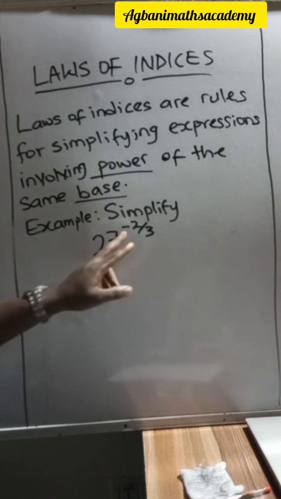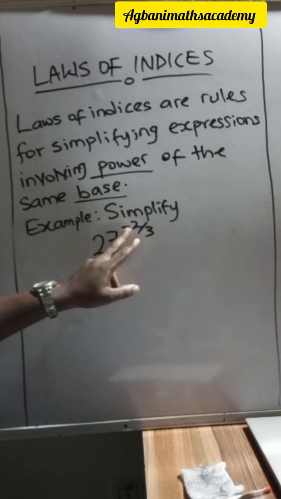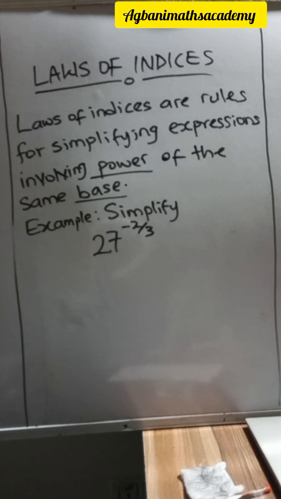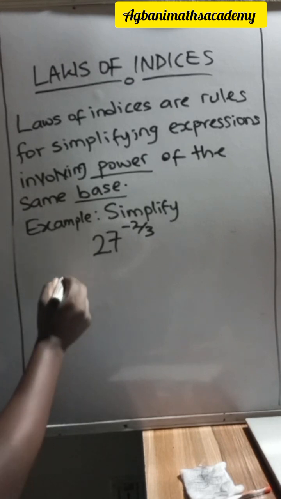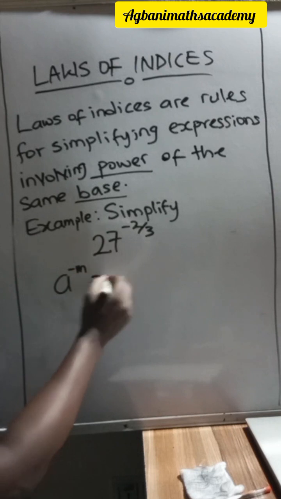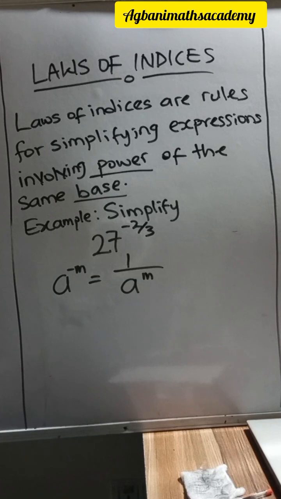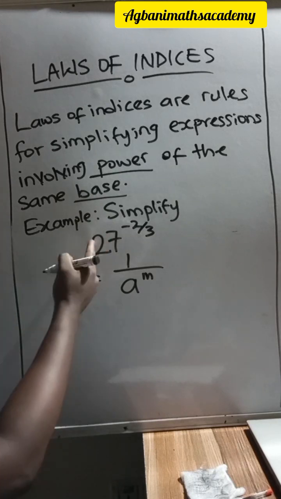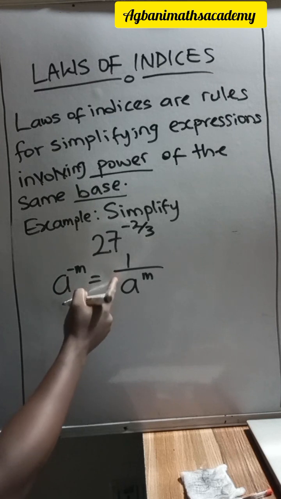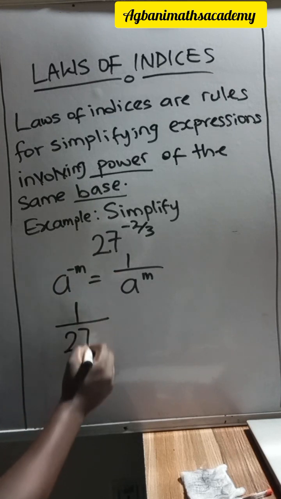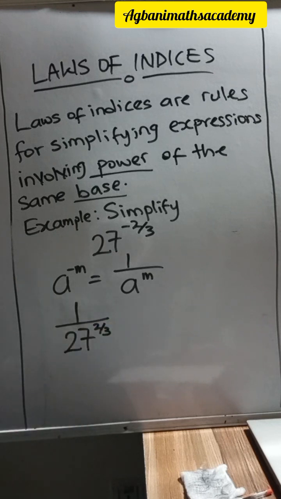The first law we are going to apply is the law of negative power in order to eliminate the negative in the power. Remember, the law states that a to the power of minus m is the same thing as 1 all over a to the power of m. So let's apply it here. Converting it to this form will become 1 all over 27 to the power of 2 all over 3. So we have been able to apply the law of negative power.